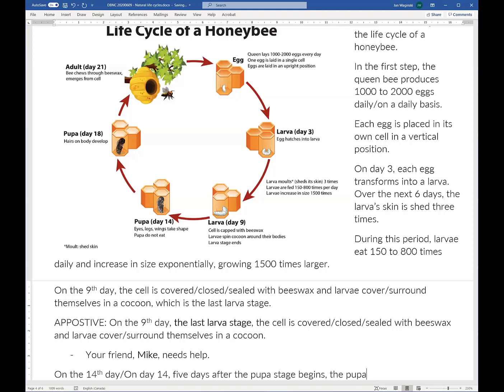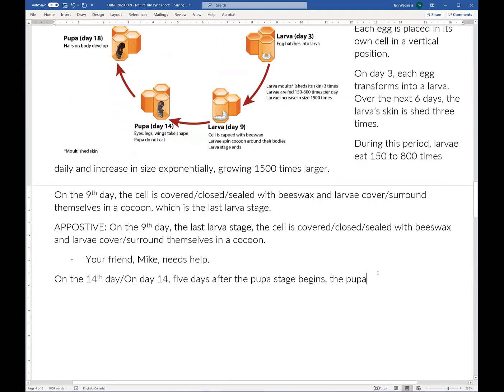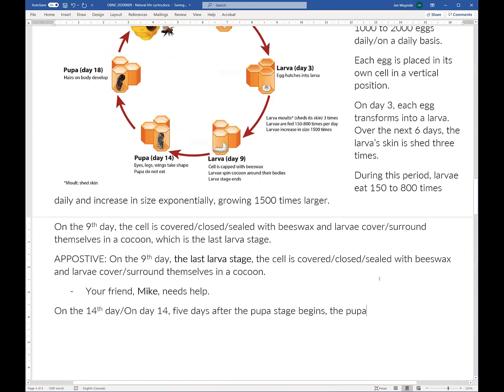Why don't we say on day 14 pupa is developed? The pupa develops eyes, legs, wings, and wings.